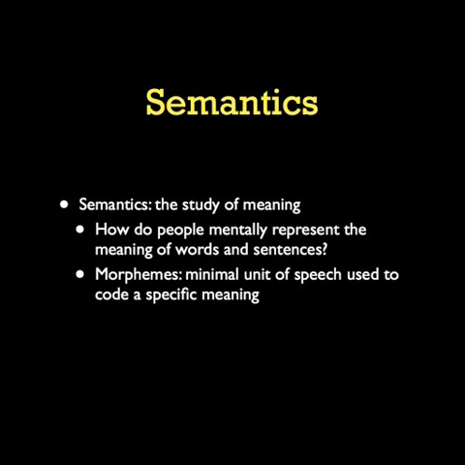Related to this is morphemes, which is the smallest unit of speech used to code a specific meaning. So you can think of it as words, but it's sometimes smaller than words. It's also word parts. So if you need to make something plural in English, what do you do? Stick an S on the end, right? So that plural S is a morpheme. It means something, right? It means that it's plural. Whatever you've attached it to has now become plural. So you've got the meaning of book plus the S on the end, books, that's two morphemes, right? So you have the book and then you have the pluralization of that.